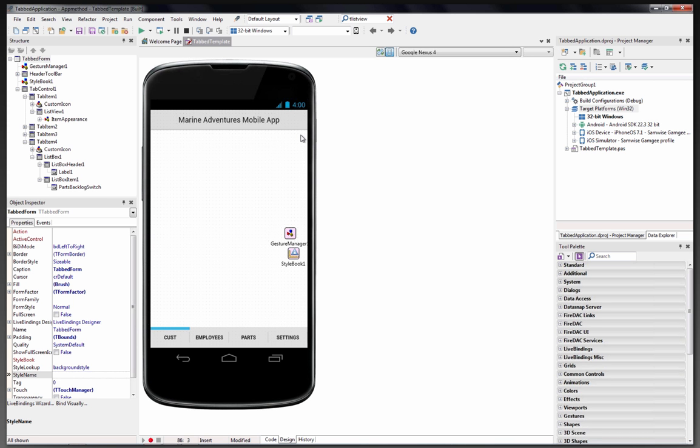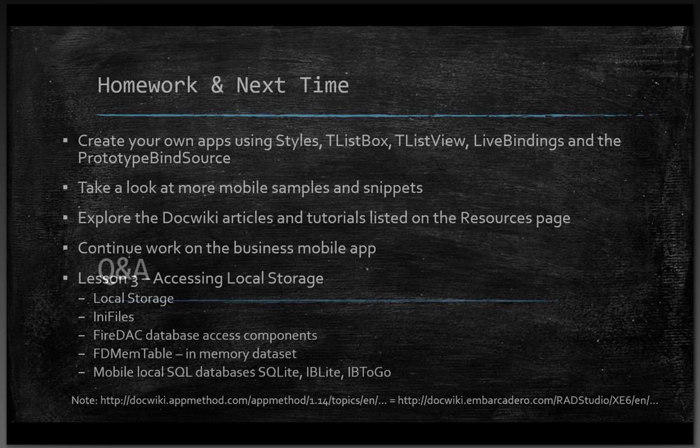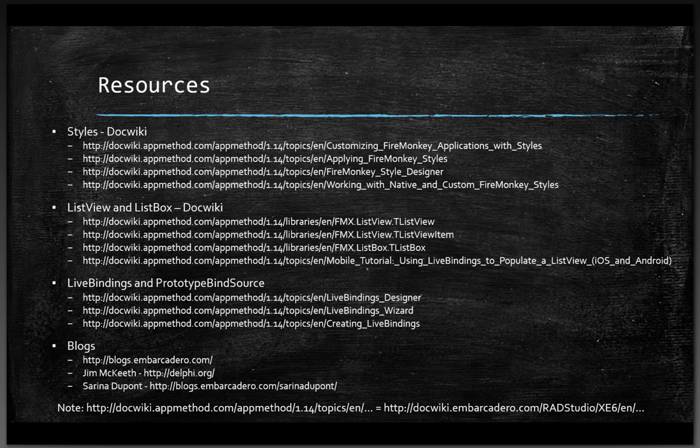Is there a wiki on how to create a custom style? Yes, and I linked from the resources section to it. Okay, you do. All right. Here, customizing FireMonkey style designer. Yeah, and then working with native and custom, and there's links off there for creating your own style. In particular, when you look at the bitmap style designer.